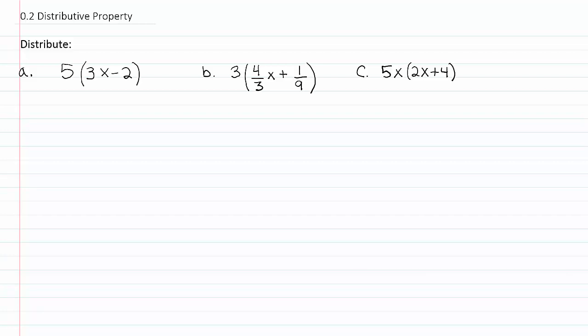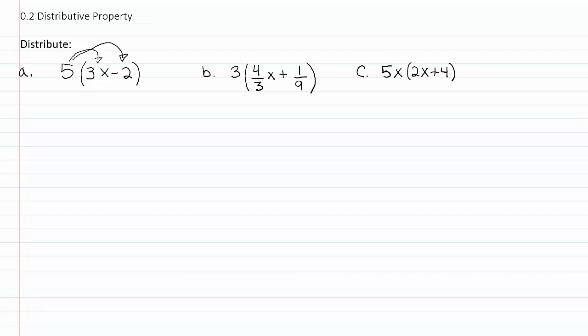All right, in this video, they're asking us to distribute for the three examples here. In the first one, we're going to multiply the 5 here by the two terms inside the parentheses. So first I'll do the 5 times the 3x, and then the 5 times the negative 2. So there are two terms in the parentheses. Remember, terms are separated by plus and minus signs.